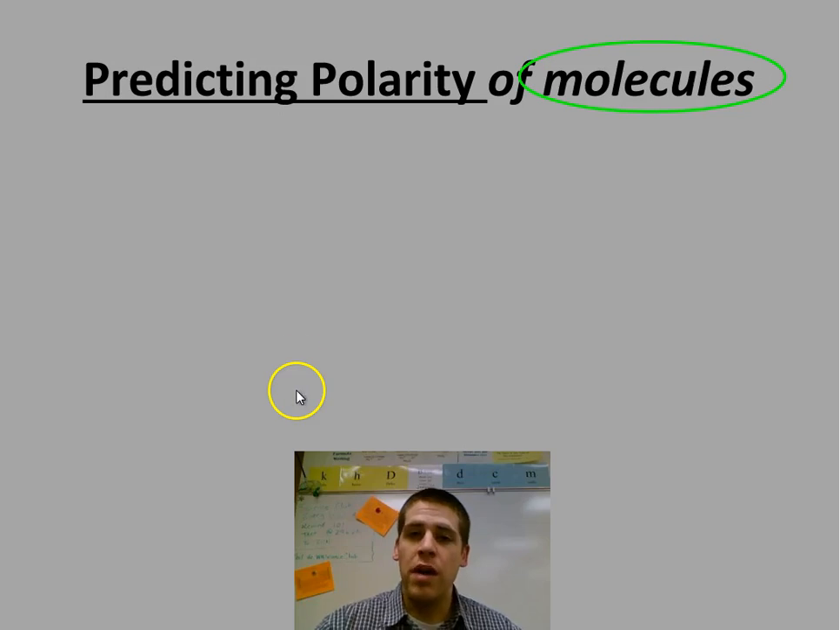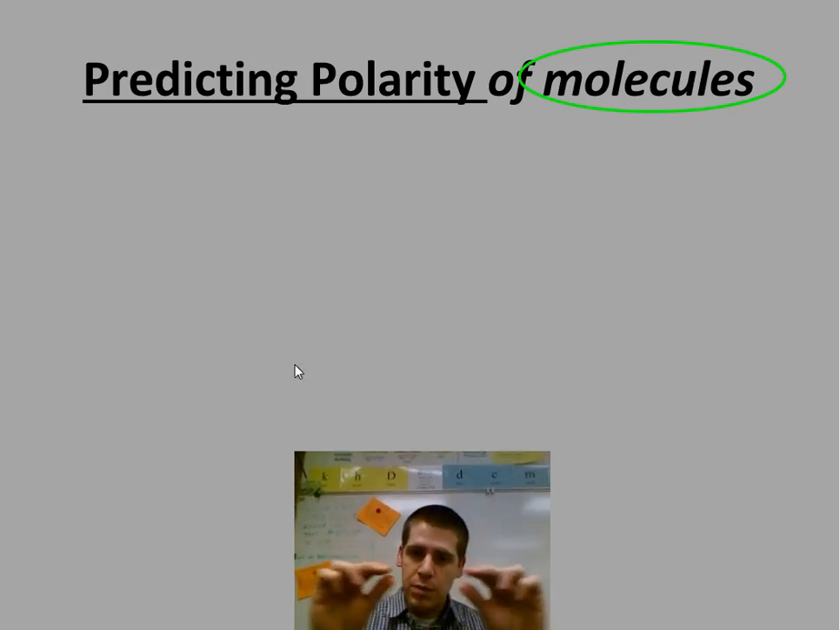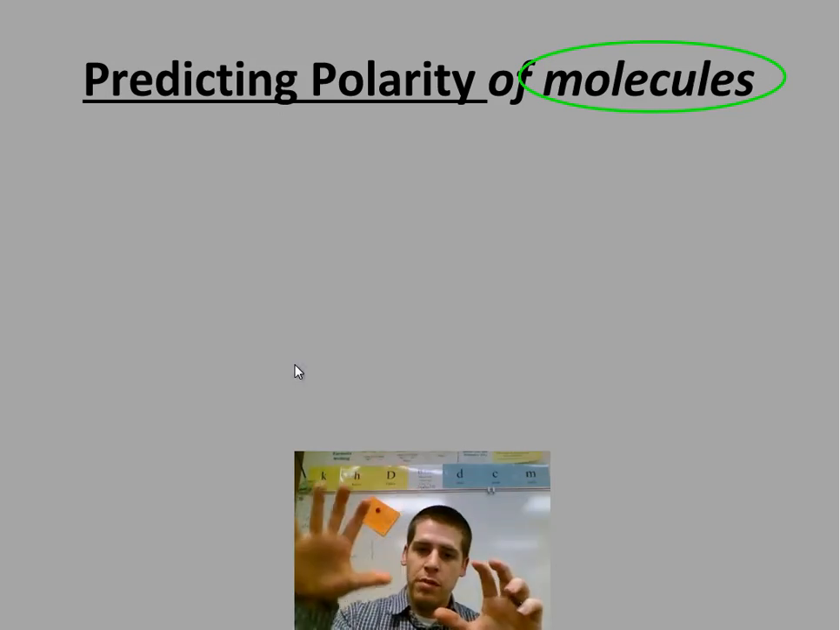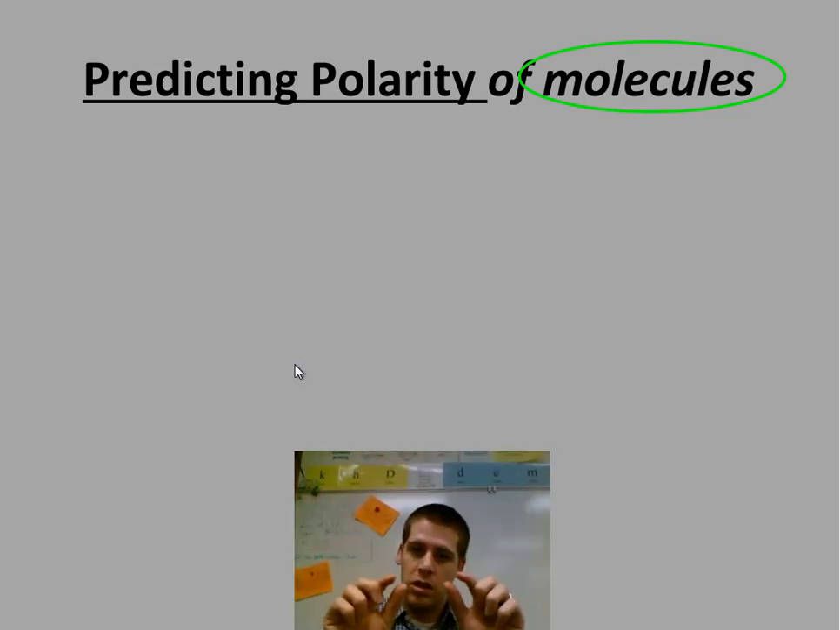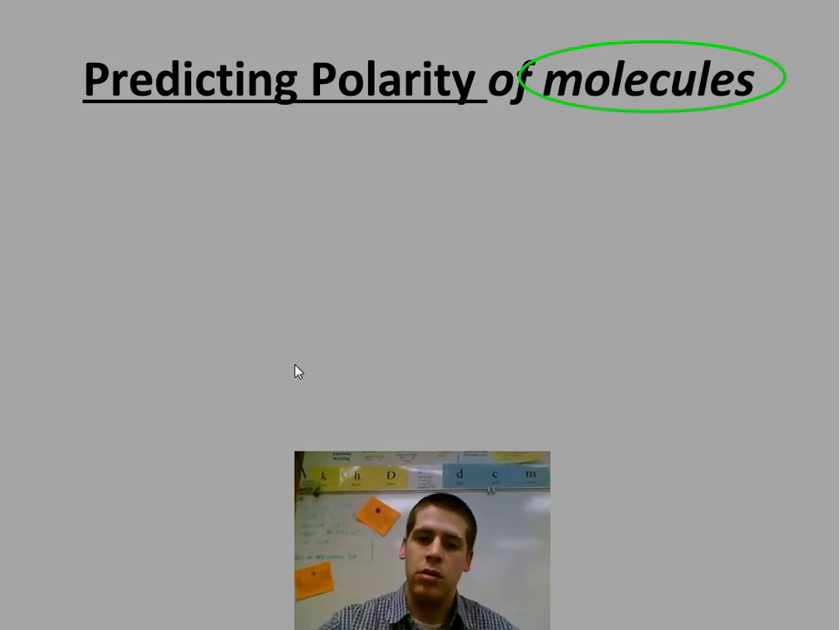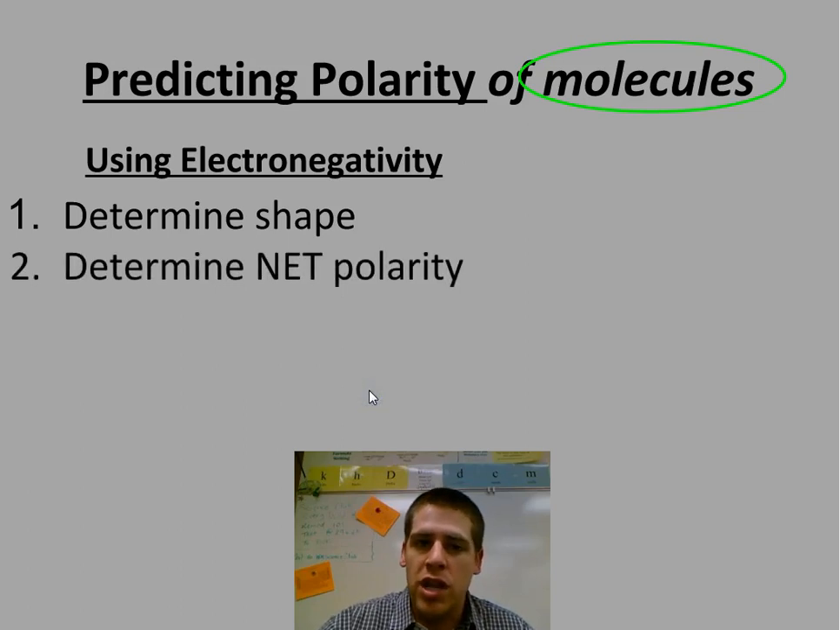All right, now we're going to talk about predicting the polarity of the molecule overall. Okay, so think about it. You have an atom, or you have two atoms. Think of water, right? Two atoms, you can figure out the polarity of that bond between those two atoms, but if it's part of a bigger molecule, we also want to know the polarity of the overall molecule, not just the little bonds that are making up the molecule. Again, we're going to use electronegativity. So determine the shape, and then we're going to use the shape to figure out the net polarity.